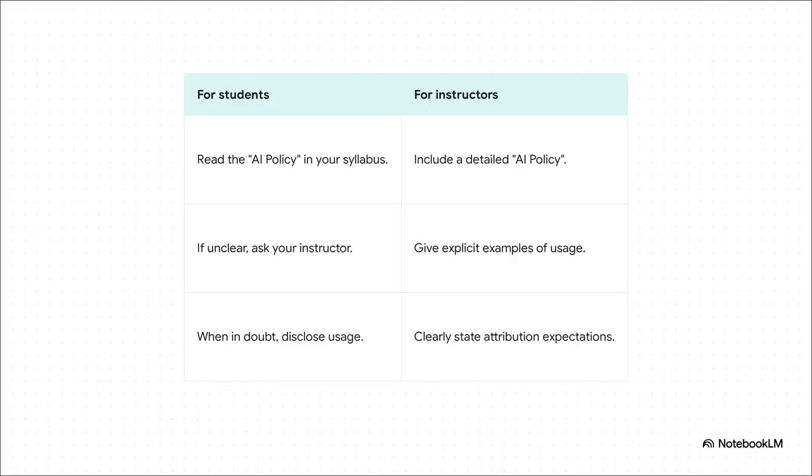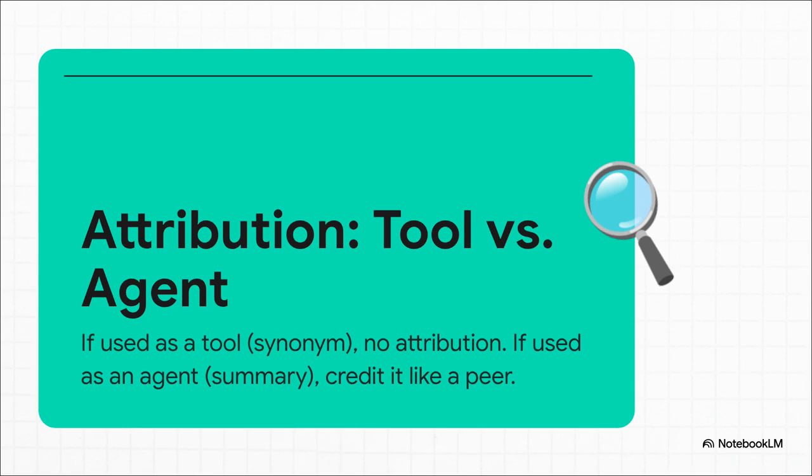The first place to look is the syllabus. Seriously, think of it as the AI user agreement for each class. If you're a student, your job is to read it carefully. If it's vague, ask. And for instructors, the goal is to be super clear about what's allowed and what's not. Communication is everything here. But this brings up a tricky question.